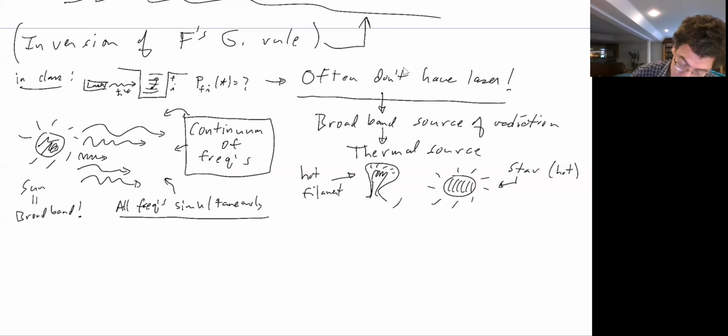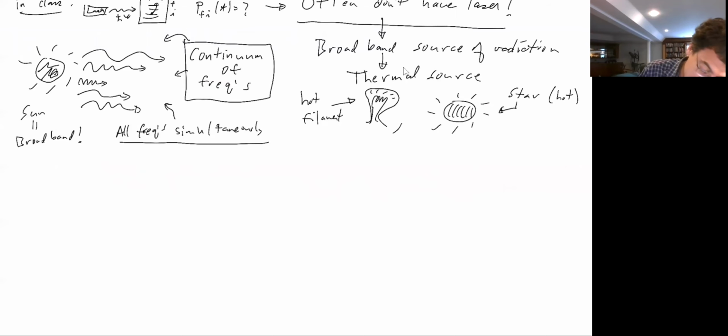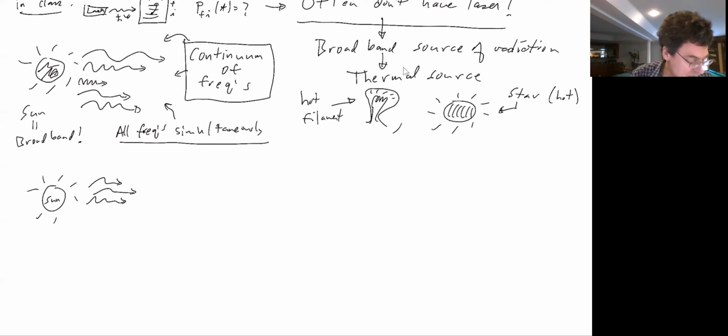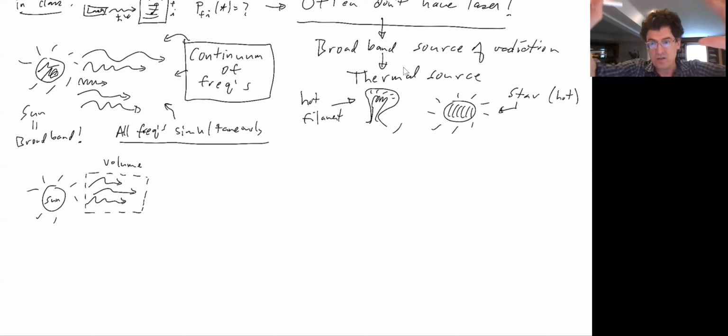And so basically what's happening when you have a continuum source, like the sun, is that you're sending out all this stuff. The way to think about it is that we pick a certain volume. That radiation is coming at us through space, and if I just pick a certain volume in space, I can integrate all the energy in that volume of space.